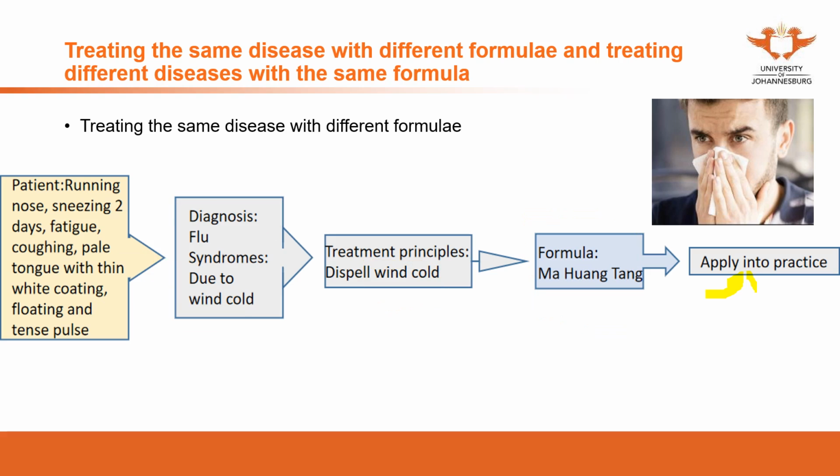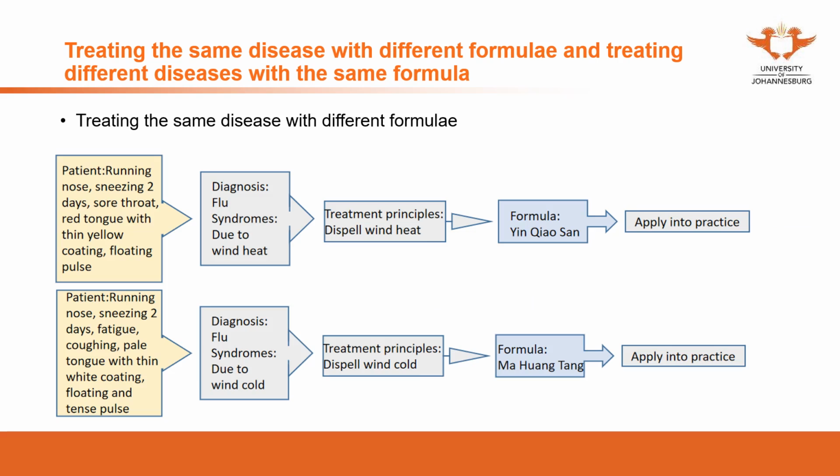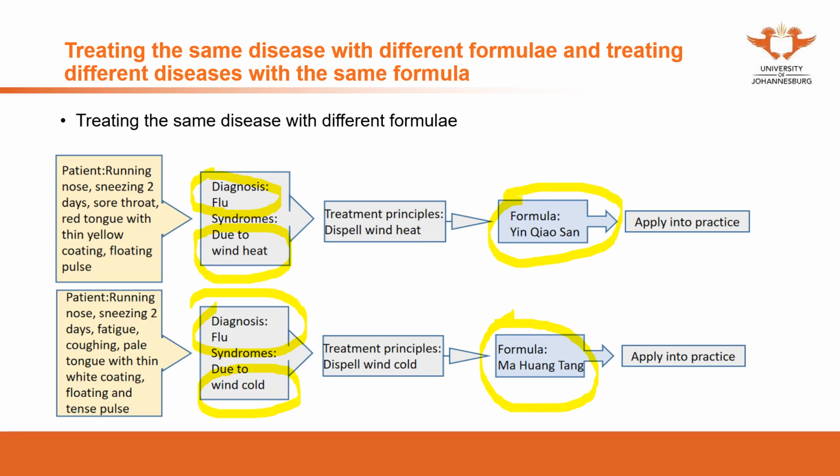As you can see from these two patients, patient 1 and patient 2, both of them suffer from flu. However, because they have different syndromes, the wind heat and wind cold, we use different formulas. The ingredients of these two formulas are very different.